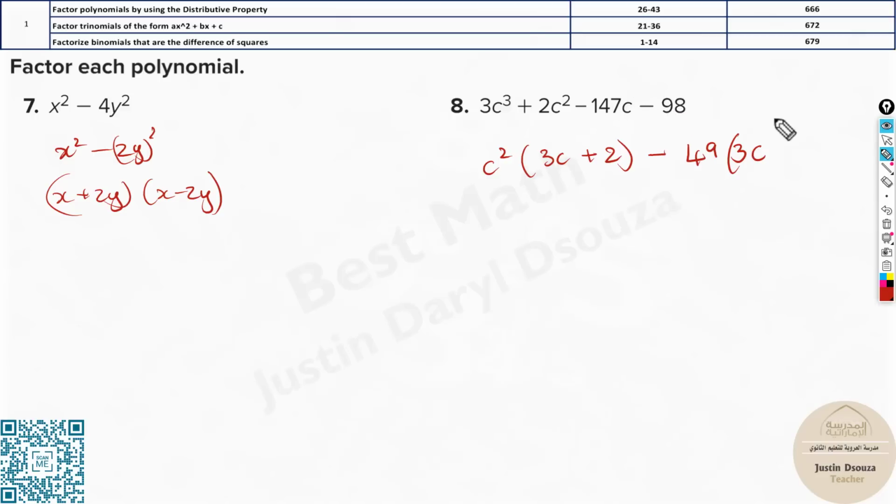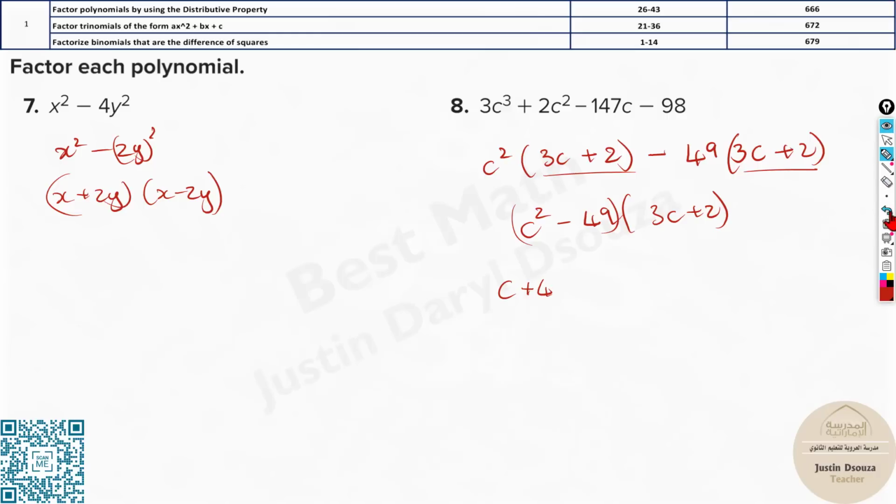What about over here? 98 divided by 49 is 2. But the minus sign is also removed, so it'll be plus 2. Now it'll be c squared minus 49, and we have over here 3c plus 2. You can't split this out. But over here, left side, yes, you can split it further. It's going to be c plus 49.